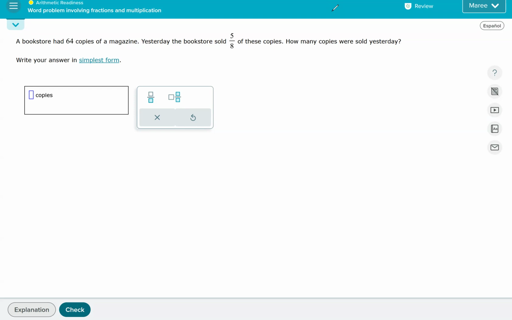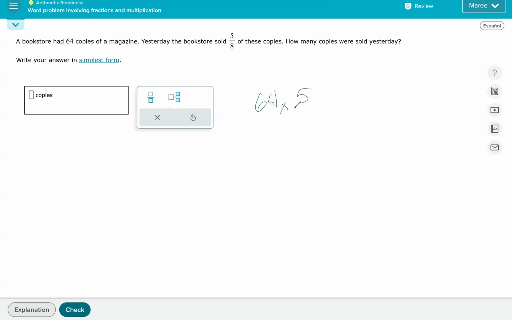So a bookstore had 64 copies of a magazine. Yesterday, the bookstore sold 5/8 of these copies. How many copies were sold yesterday? We're talking about they sold a fraction and then they're asking how many they sold. So we just multiply 64 by 5/8 because we want to know 5/8 of 64.